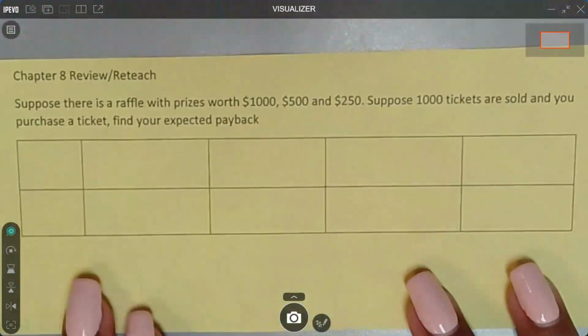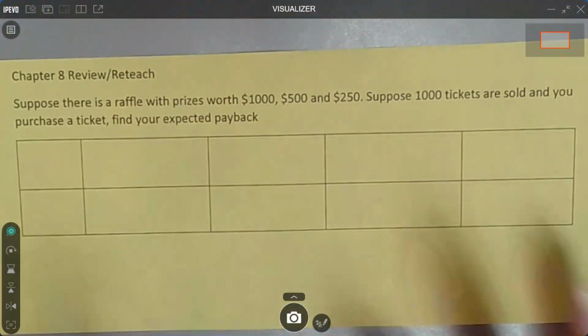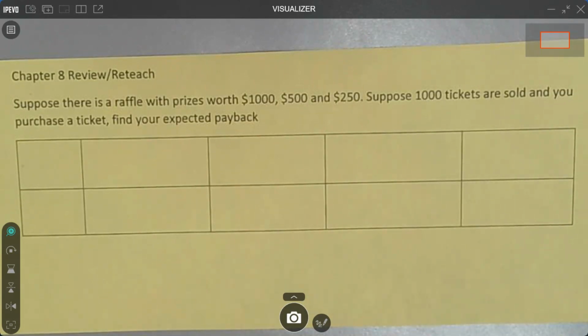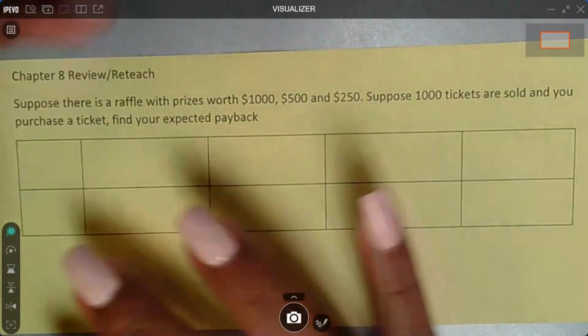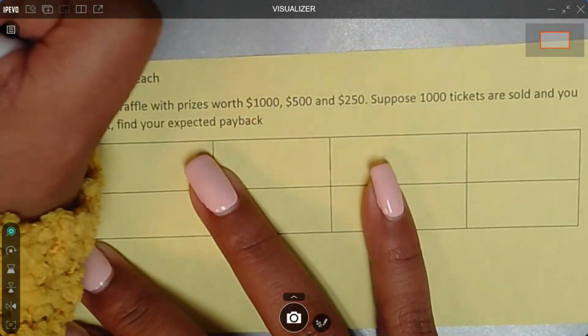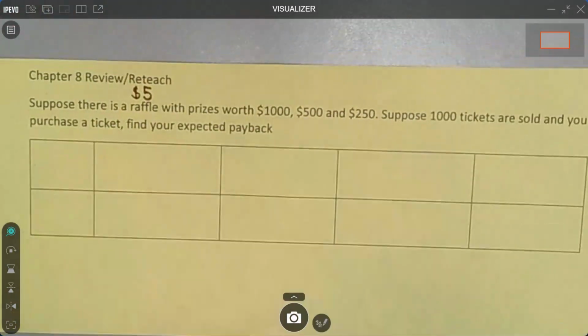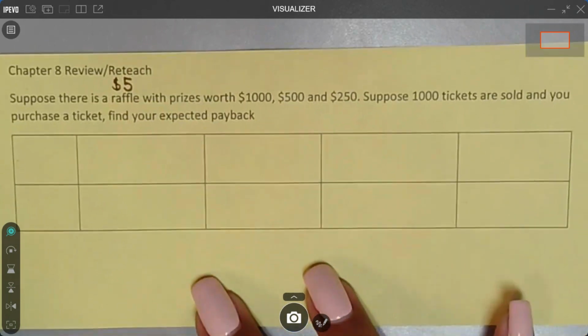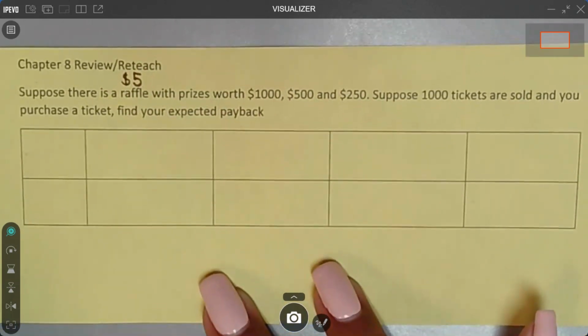So everyone should have this sheet in front of them, and we're going to go over this. This is chapter 8, expected value, but a little bit further. It says, suppose there's a raffle, and it should say $5 raffle. So if you could go ahead and write $5 right here, with prizes worth $1,000, $500, and $250. Suppose 1,000 tickets are sold and you purchase a ticket.